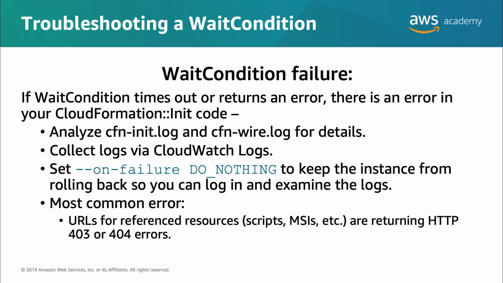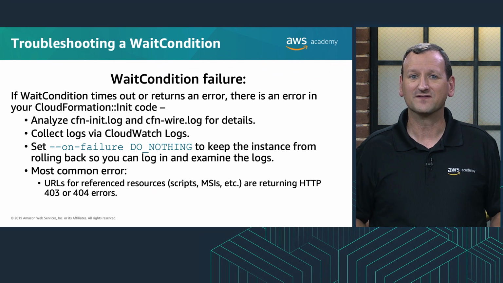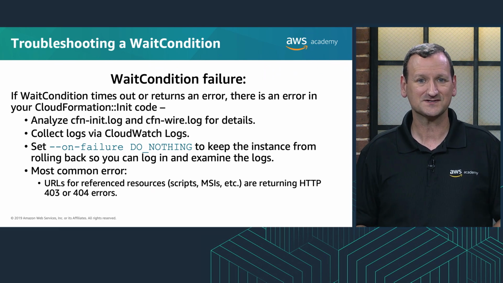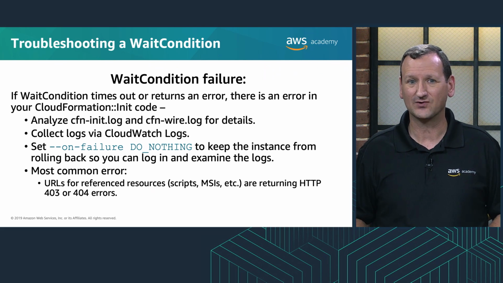If the EC2 instance is still accessible after you notice the error, analyze the CFN init log and the CFN wire log for details. You can configure CloudWatch logs to collect the logs from the instance. You could also try running the create stack command again and specify --on-failure DO_NOTHING to keep instances from rolling back. This way you can log into the instance and examine the logs. The most common error occurs when files that the CloudFormation init code references cannot be accessed from the instance.